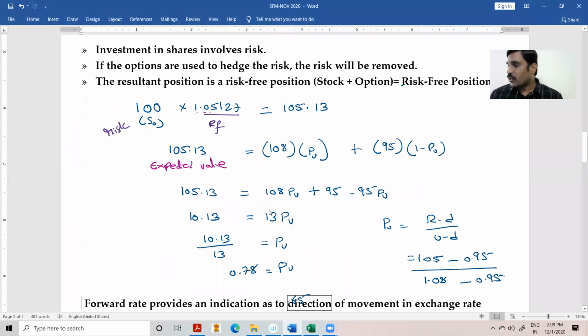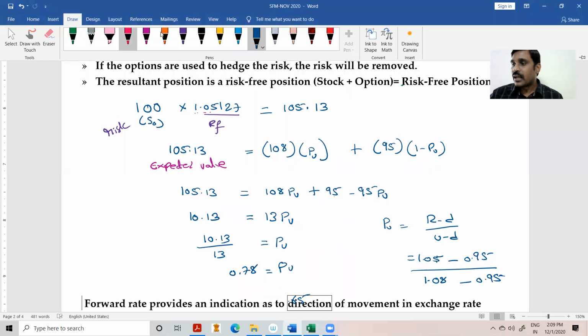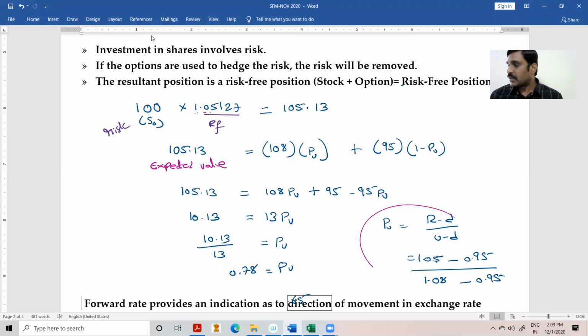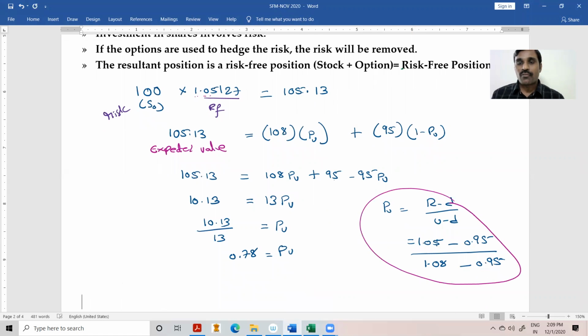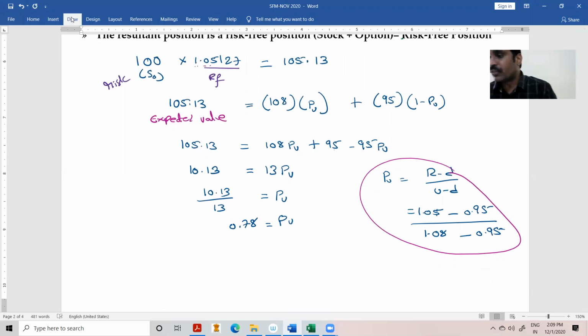No doubt, even if you use the formula also, you'll end up with the same answer. But my suggestion is that if you are using a formula, we should be able to understand it. So my formula to calculate the probability of up will be: S0 into e to the power of RT is equal to ST up.